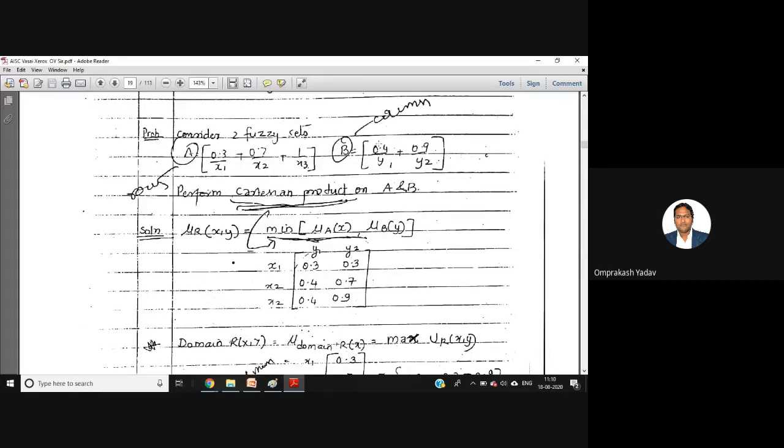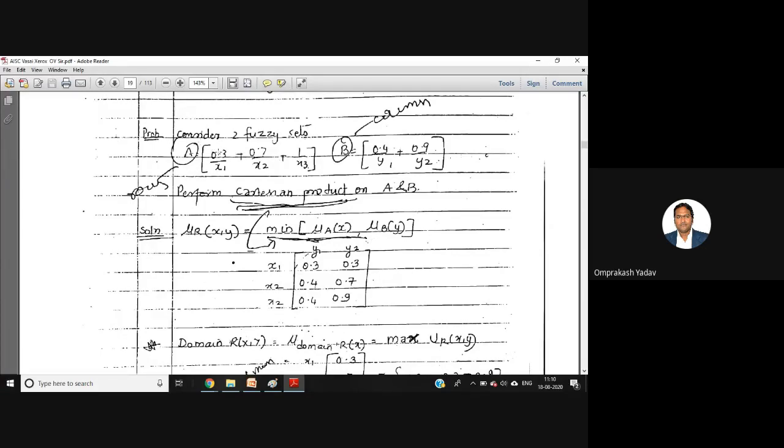Now take the first number of A, 0.3, and compare with 0.4. Whichever is the minimum, because the formula, if you see over here, is mu R of x, y. So basically we have to select a membership value by comparing both the membership values of the sets, and whichever is the minimum, we have to select that one. So here, the formula is minimum of mu A(x) comma mu B(y).